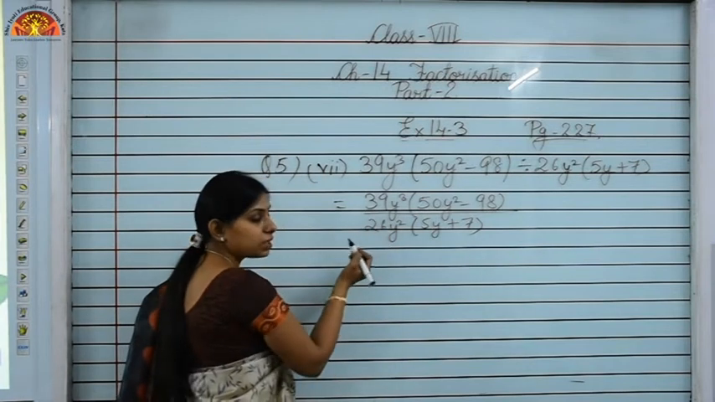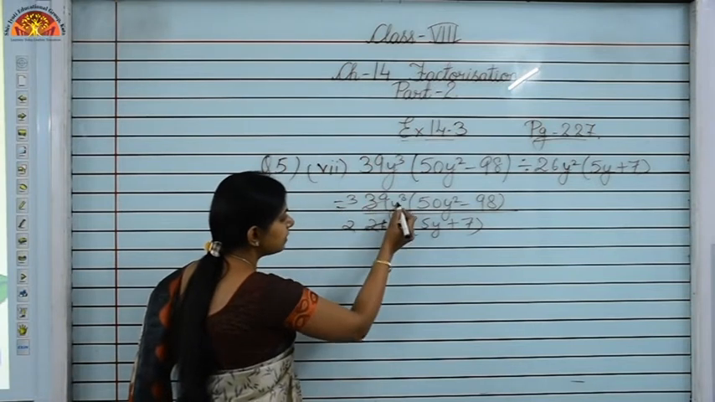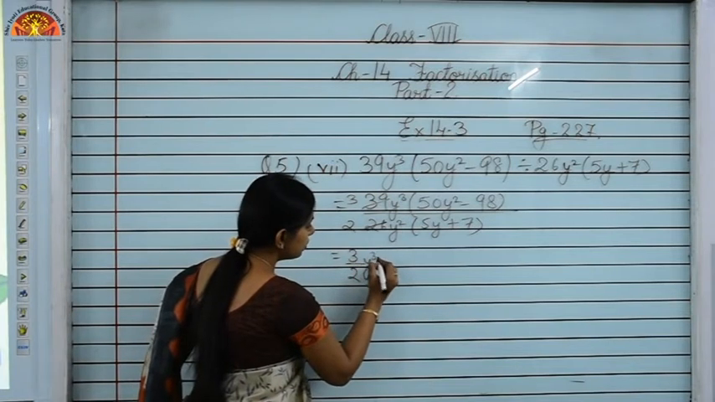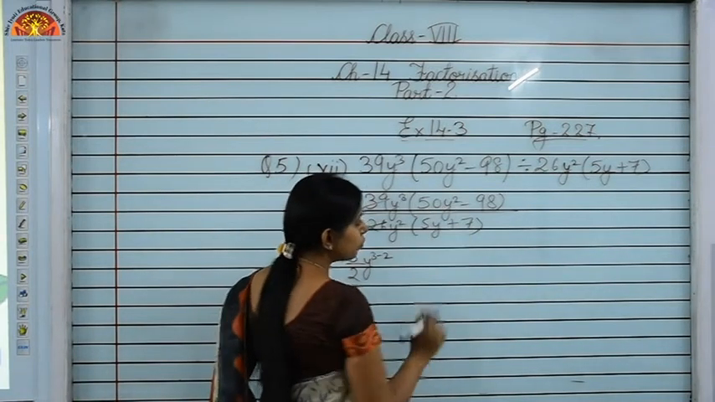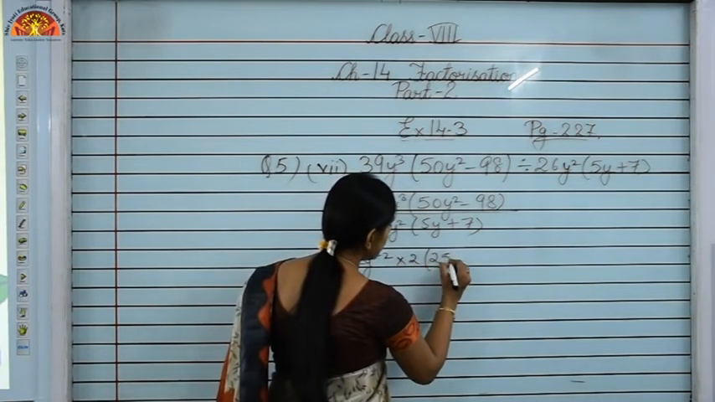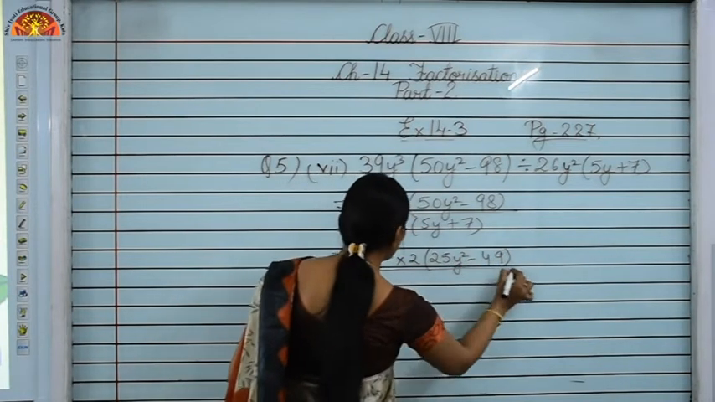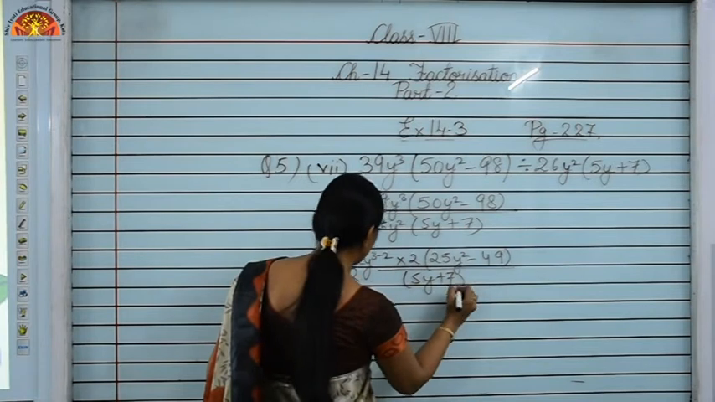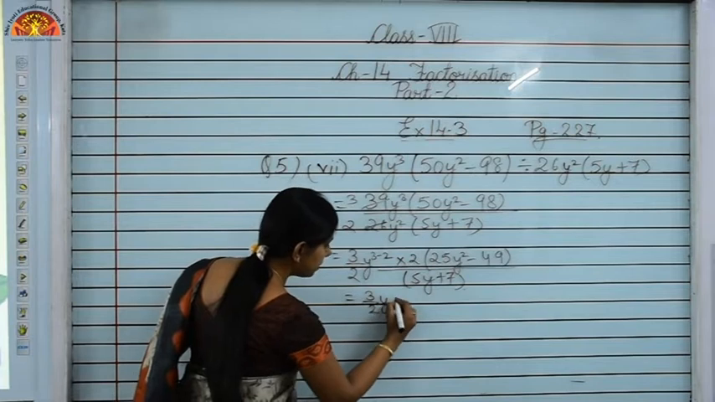Now you can see, you can just cut with the table of 13. 13 2s are 26, 13 3s are 39, and here it is y cube and here it is y square. So you can write 3 by 2, y raised to the power 3 minus 2. Now children, you can see that you can take out 2 as a common factor. So 2 into (25y square minus 49) whole divided by (5y plus 7). Now you can write 3 by 2, 3 minus 2 is 1, so y into 2.